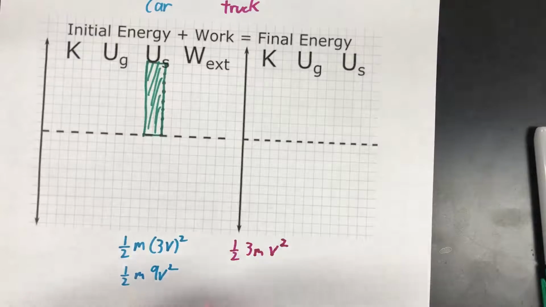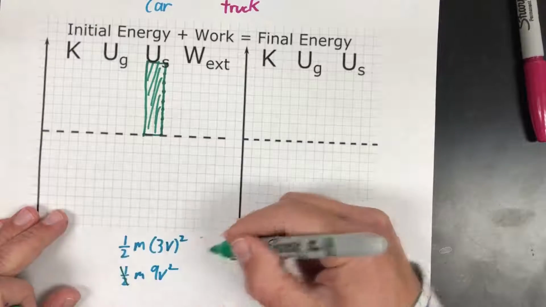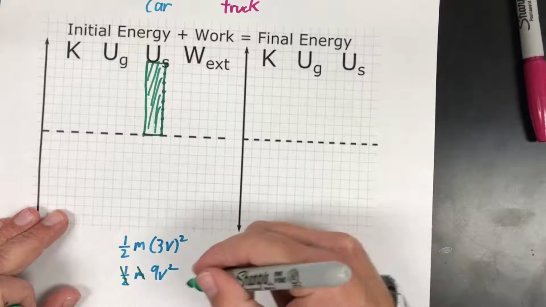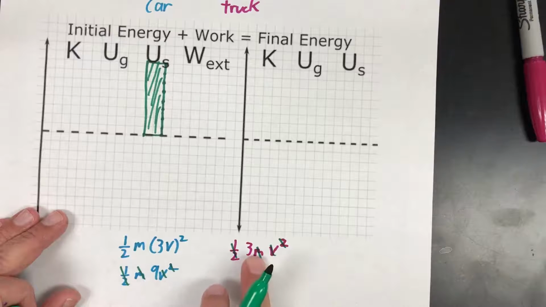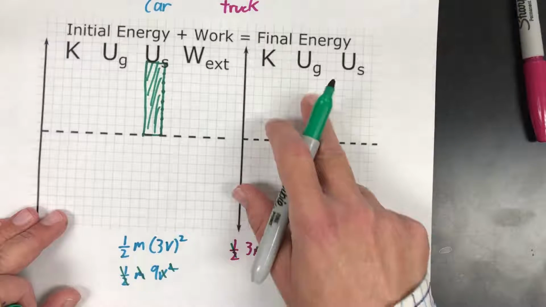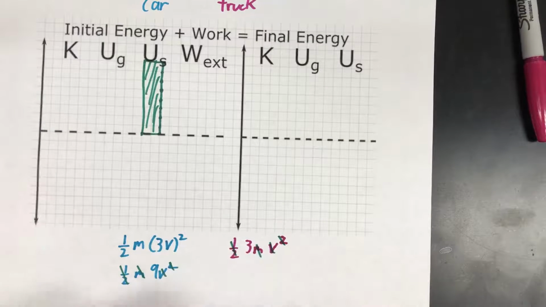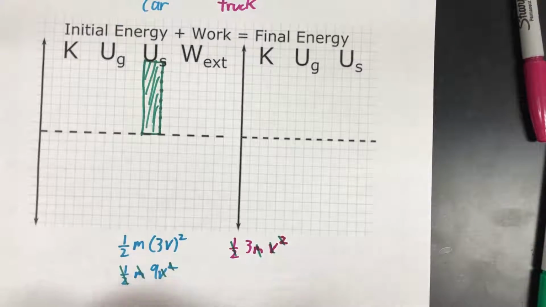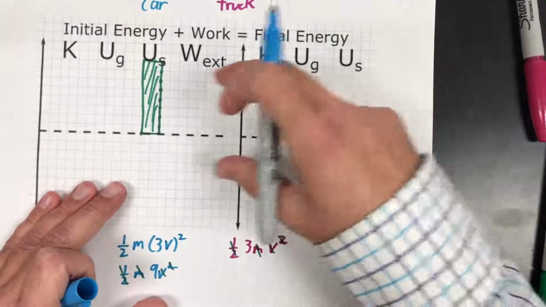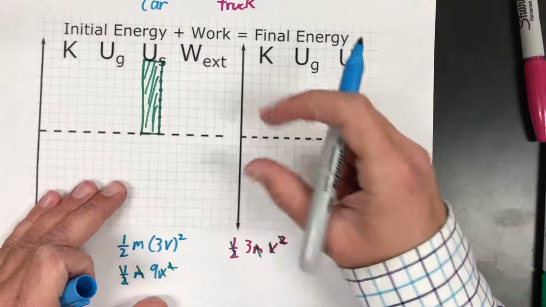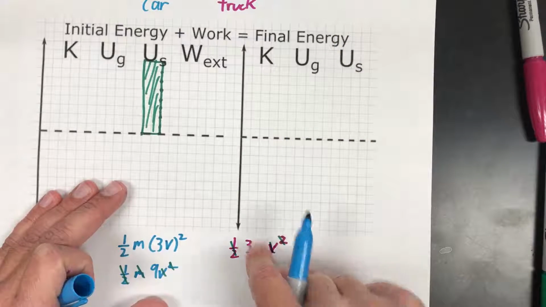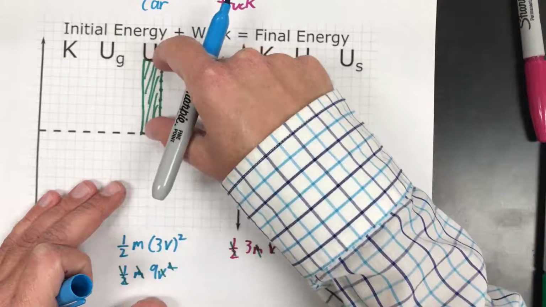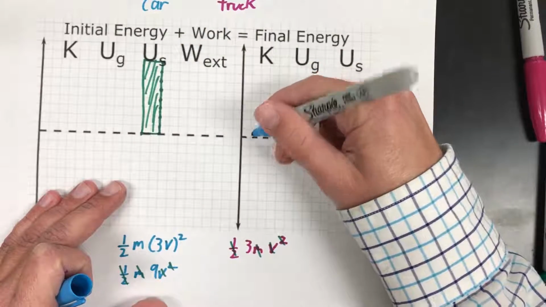Look at everything that's the same here. There's a half in each. There's an m in each. There's a v squared in each. So when I'm comparing the two, the car actually has to have 9 compared to 3. It has to have 3 times the kinetic energy of the truck there. So when I go to do this, I know 2 things. The car's got to have 3 times the energy of the truck, and also that their total has to be the same as this. So I'll do it like this for the car.